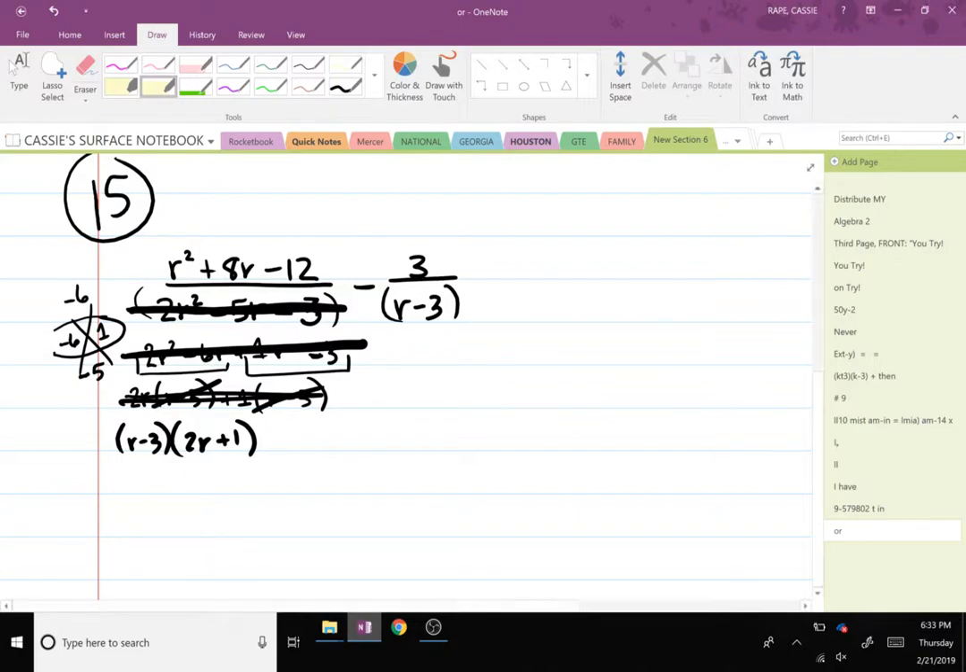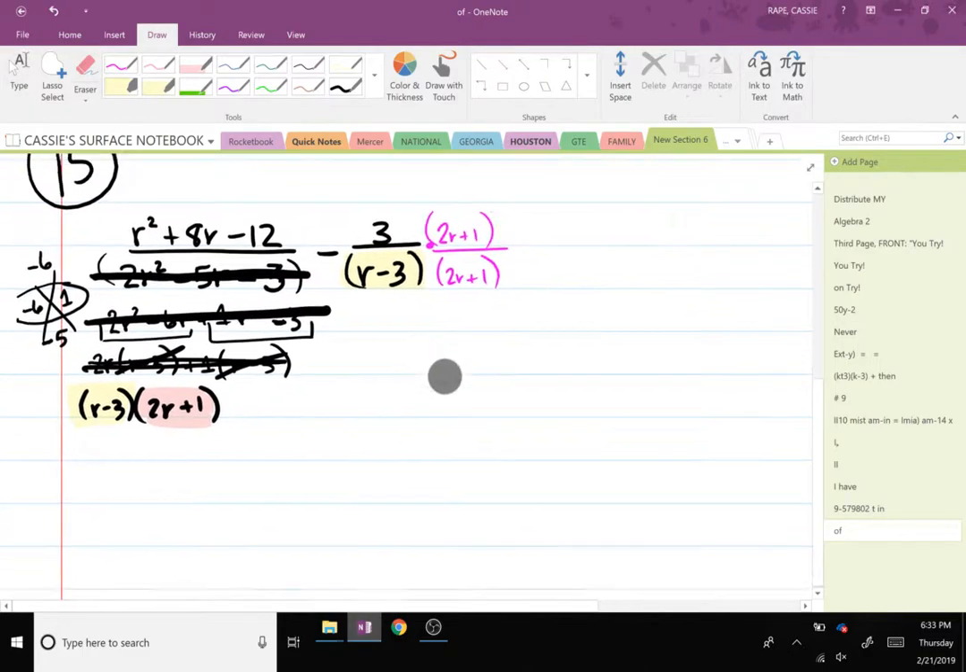So I have who has. On the left, you've got an r minus 3. On the right, you've got an r minus 3. Now look on the left, you have a 2r plus 1. On the right, you don't, which means right here, you've got to multiply by 2r plus 1. Remember, it gets parentheses over 2r plus 1, and it gets parentheses.